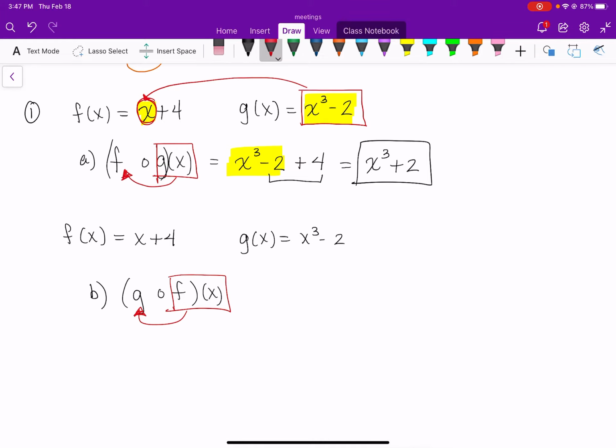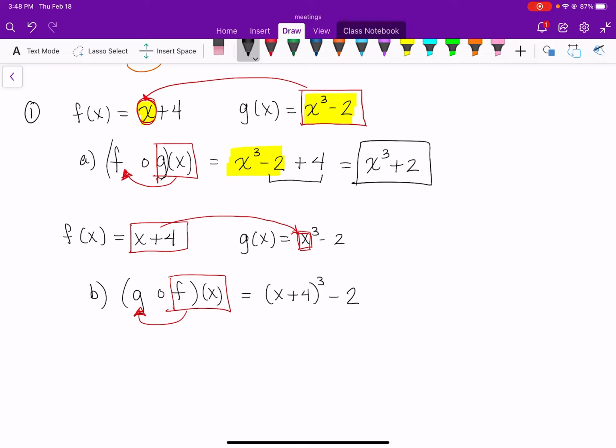So f of x is x plus 4, so I'm going to put a box around that whole statement. I'm going to draw my arrow, and I'm going to put that into this x right here. Notice I'm only boxing the x, not the x cubed, because the cubed is part of my function. So I'm going to take that x, and instead I'm going to put x plus 4. I am going to put the x plus 4 in parentheses because I do want to cube the entire statement. So we're going to have x plus 4 and then cubed minus 2.